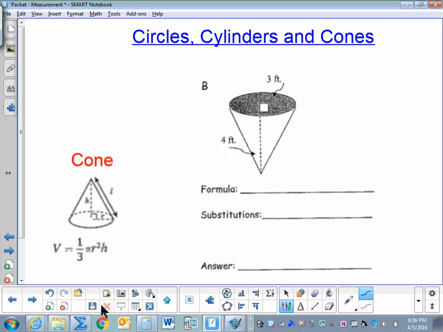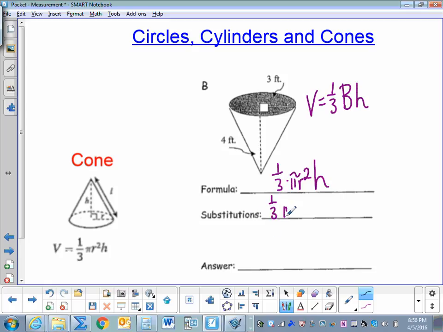Let's try problem B. Circles, cylinders, and cones. This is a cone. So the formula is the volume is equal to, now remember the cone is smaller than a cylinder, it's 1/3 times the area of the base times the height. So the volume is 1/3 the area of the base of a cone, which is a circle, so 1/3 pi r squared times the height.